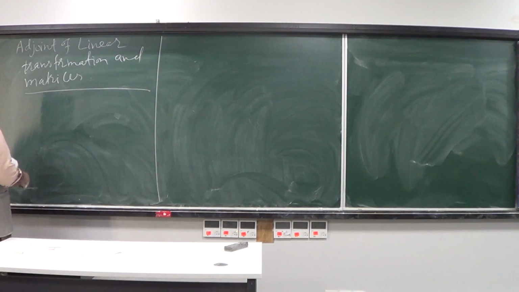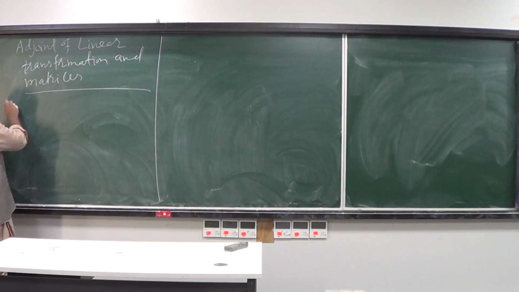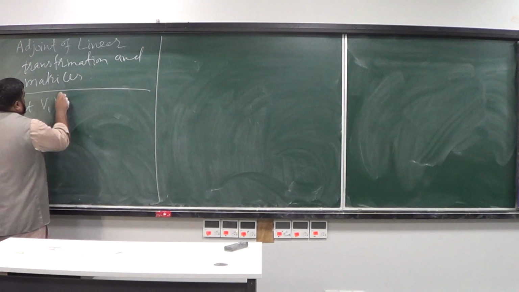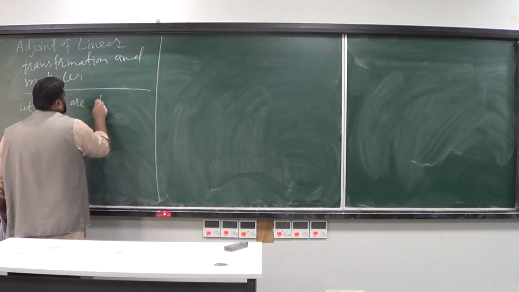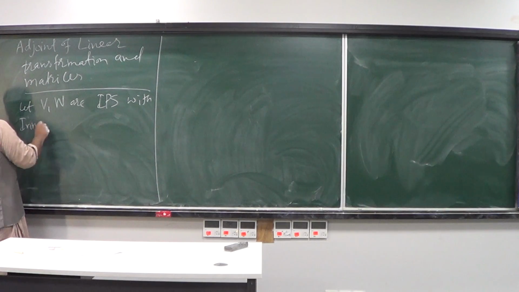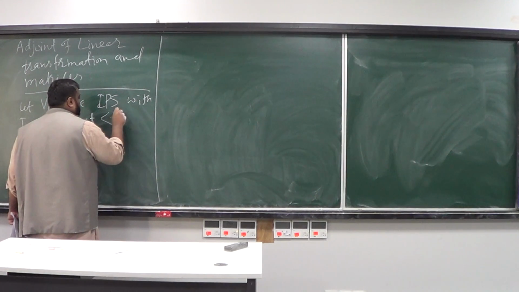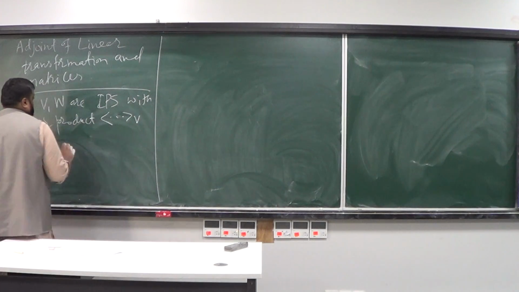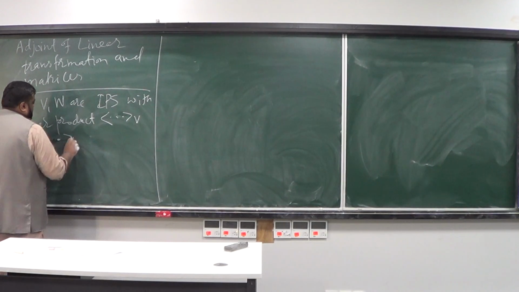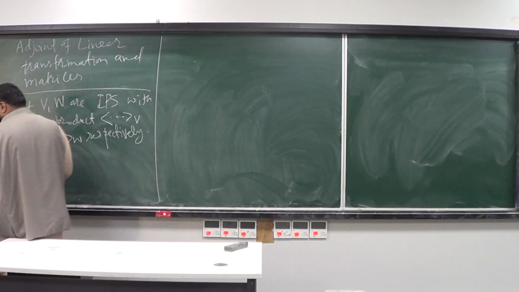So for this discussion, throughout this section, I'm going to assume that V and W are inner product spaces, both inner product spaces, with inner products, say this is going to be the inner product on V, and this is going to be my notation for the inner product on W respectively. Okay?